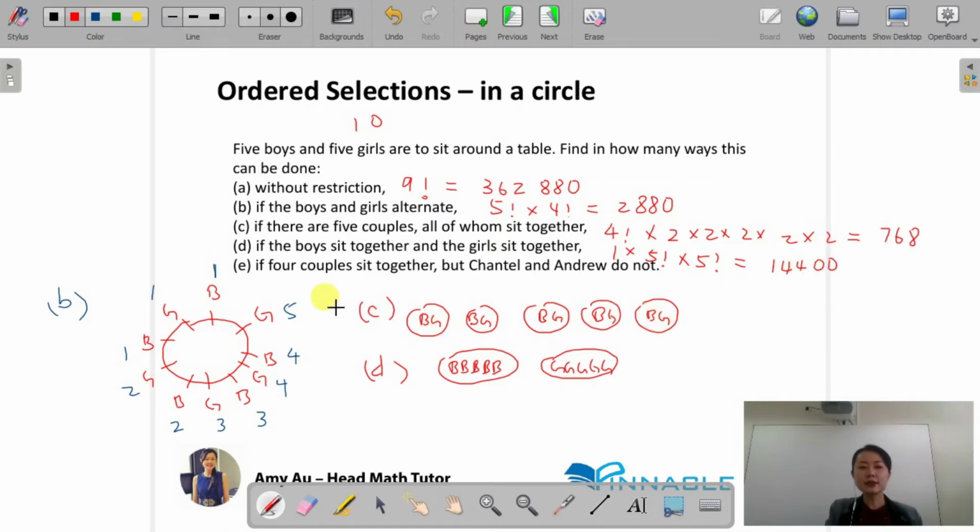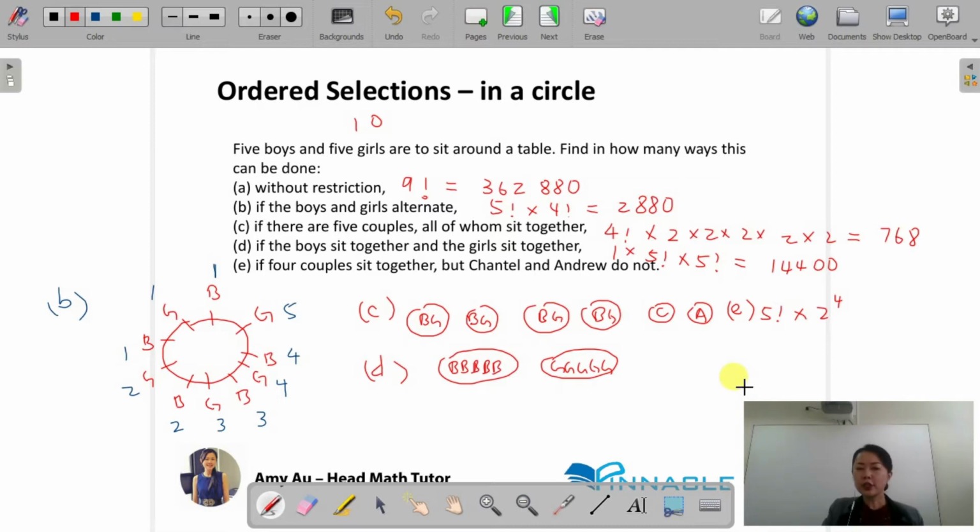Okay, so the last one, if couples sit together, but Chantel and Andrew don't want to sit together. So it's basically the case in C, but then I'll just take C and then get rid of one of the groups and keep Chantel and Andrew separate. Okay, now if I calculate this, so this is arranging 1, 2, 3, 4, 5, 6. So 6 things in a circle is 5 factorial. Okay, 5 factorial, and then you times 2 to the power 4.